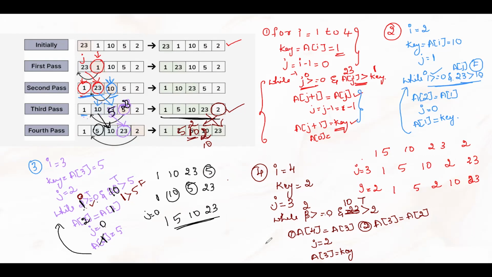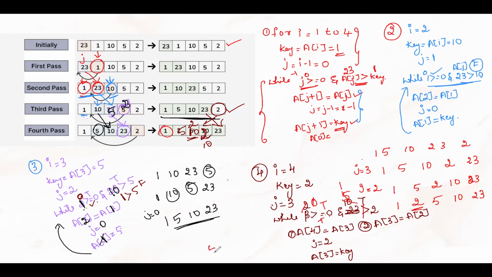Similarly, now I'm going to reduce the value of j to 1. This condition will become true. And what do I have at a of 1? I have 5. So 5 is once again greater than 2. Once again, I need to do this: I will bring 2 over here, 5 will be brought here, 10 will be brought here, and 23 will be brought here. All right. Once again, j value will be reduced to 0. Is 0 greater than or equal to 0? Yes, it is true. But in the 0th position, I have 1 and 1 is not greater than 2, which means 2 has reached its correct position.